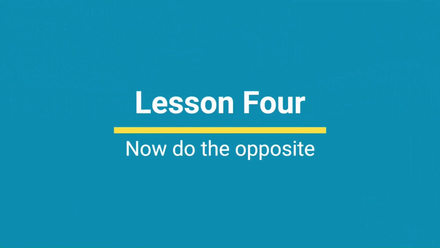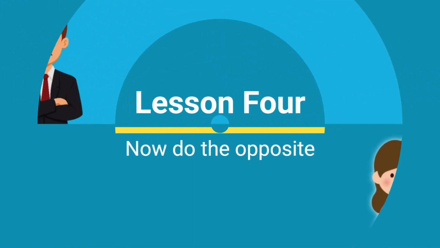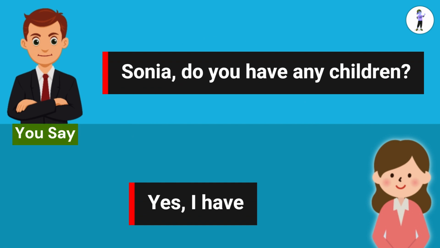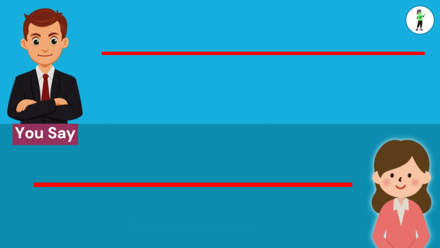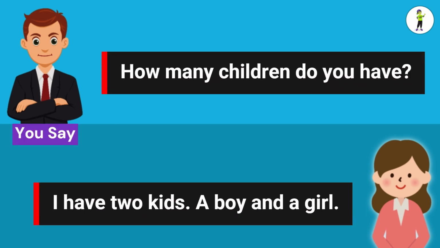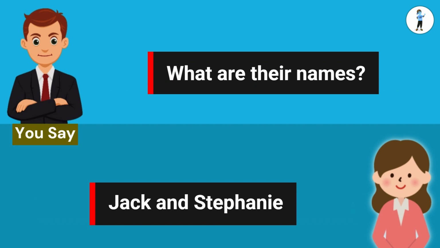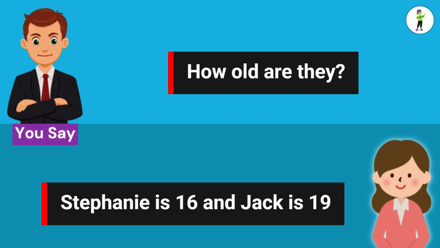Lesson 4. Now do the opposite. Yes, I have. I have 2 kids. A boy and a girl. Jack and Stephanie. Stephanie is 16 and Jack is 19.